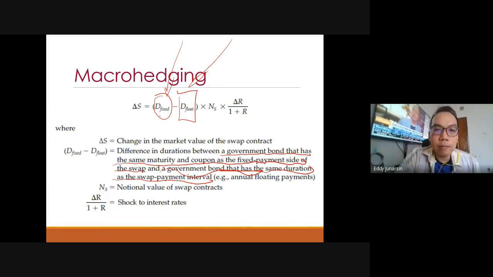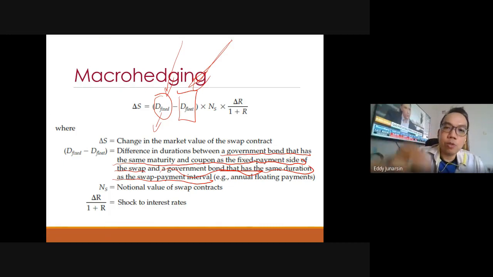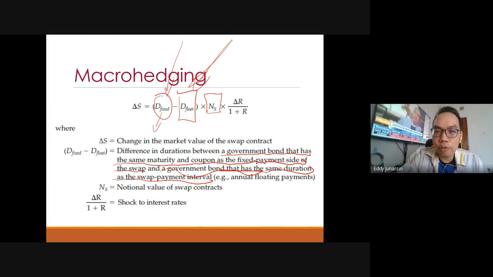So once again, we see here, this is the duration of the fixed that we need to estimate. We need to estimate the duration of a government bond whose maturity and coupon rate are similar to those of the fixed rate payment of the swap contract. And here, this is the duration of a government bond whose duration is usually 1 year, or the same as the swap payment interval. So this is usually 1 year, yeah. And then this is the notional value of the swap contract. And of course, this is the expected change in interest rate divided by 1 plus the original interest rate.